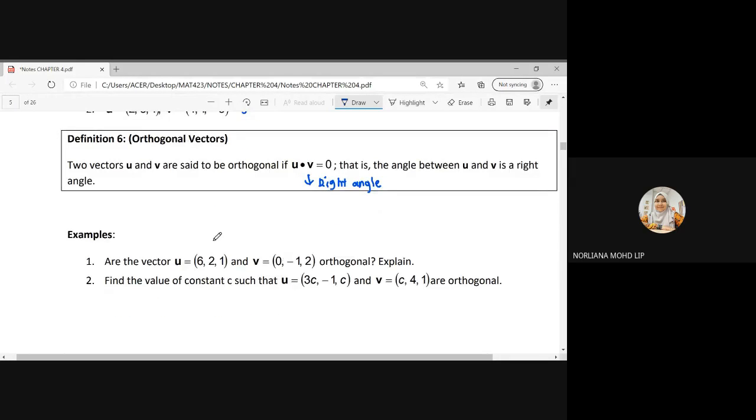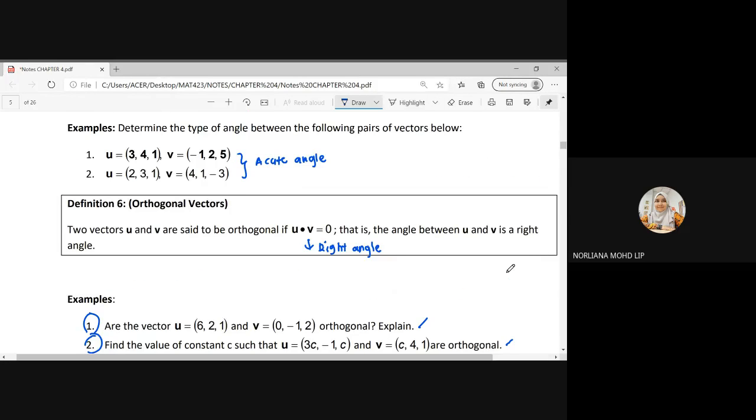Okay, boleh buat ni, cuba buat question 1 and 2. Prove that u dot v is orthogonal or not. And then find this value of c, if u and v are orthogonal. Okay, cuba cari ni. Sini dulu. Dengan yang tadi ni. Cari berapa ni nilai dia.